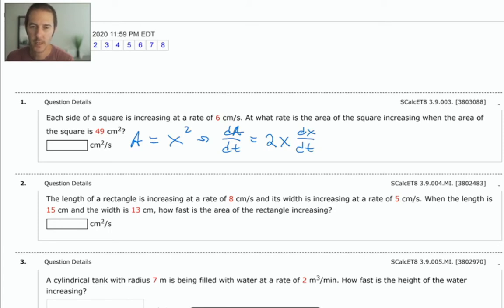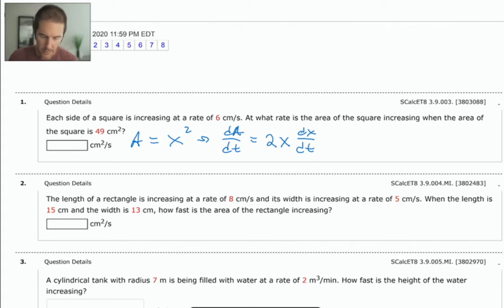At what rate is the area of the square increasing? Rate. Area of the square. That's dA/dt. And this equation, very conveniently, is already solved for dA/dt. When the area of the square is 49.